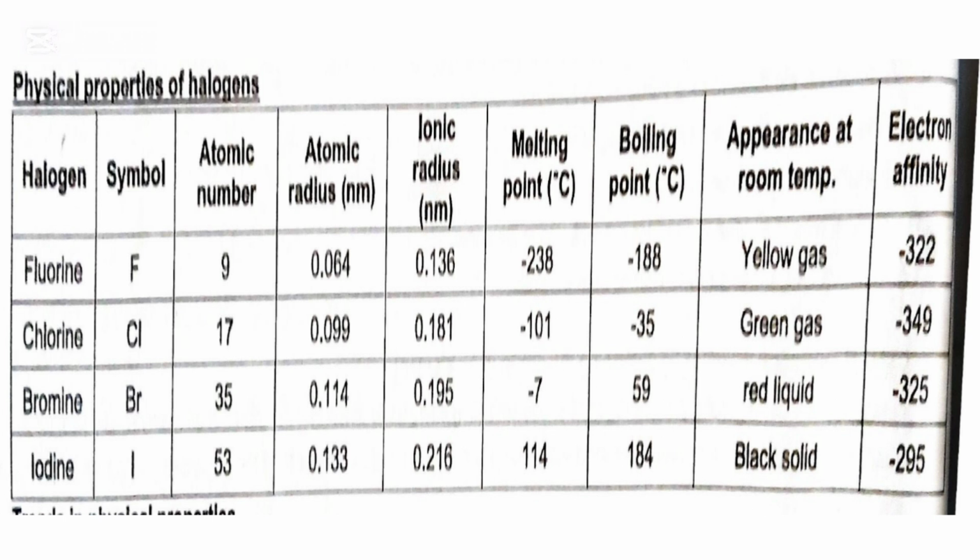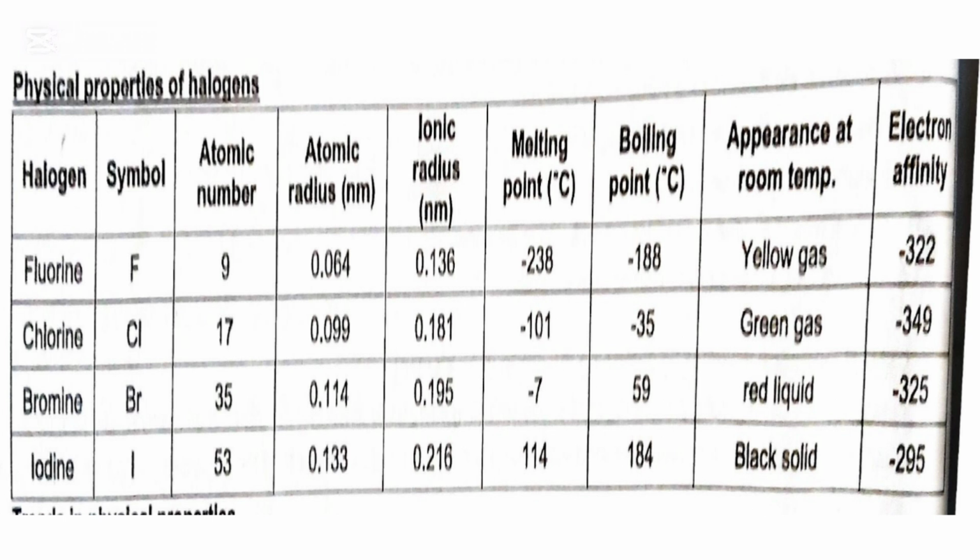Fluorine gas at room temperature is yellow in color. Chlorine is green in color. Bromine is a red liquid. And iodine is a black solid. So those are the physical colors while they are at room temperature.